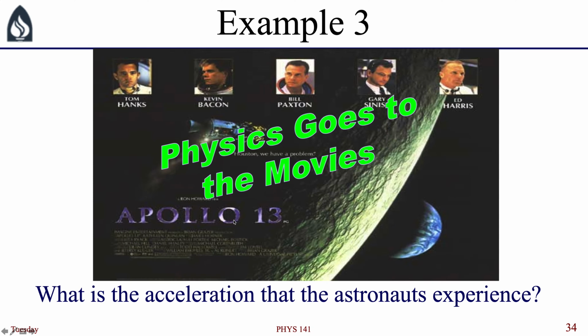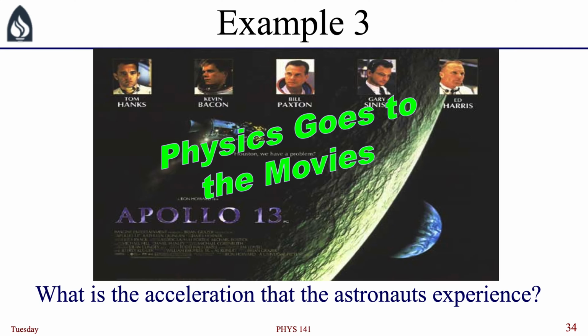So the first example we'll look at pertains to the video that you just watched on the Apollo 13 launch. Actually, it was the Apollo 13 movie, which was a dramatization of the Apollo 13 mission. And based on the movie, we're going to ask the question, what is the acceleration that the astronauts experience as the rocket lifted off? So this is the first installment of something I like to call Physics Goes to the Movies, where we take a look at a movie clip and analyze it to see if the physics is correct or what kind of physics principles we can get out of it.